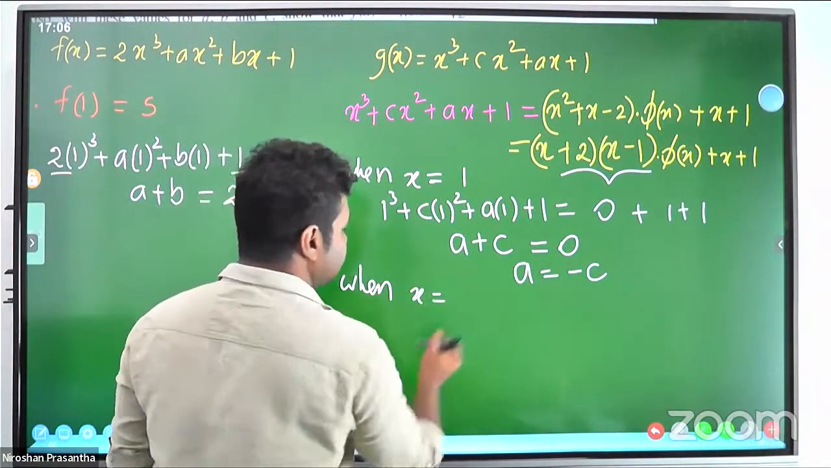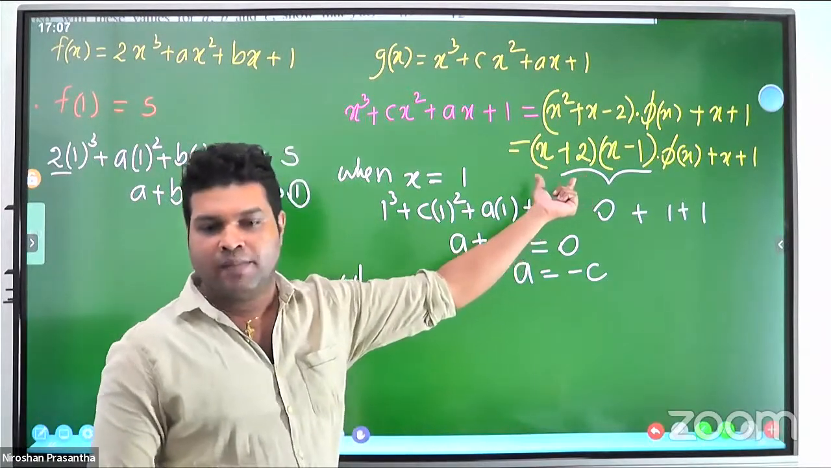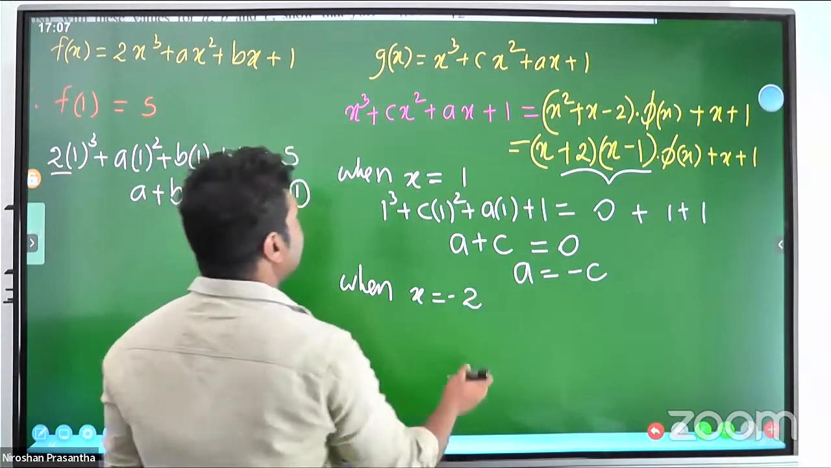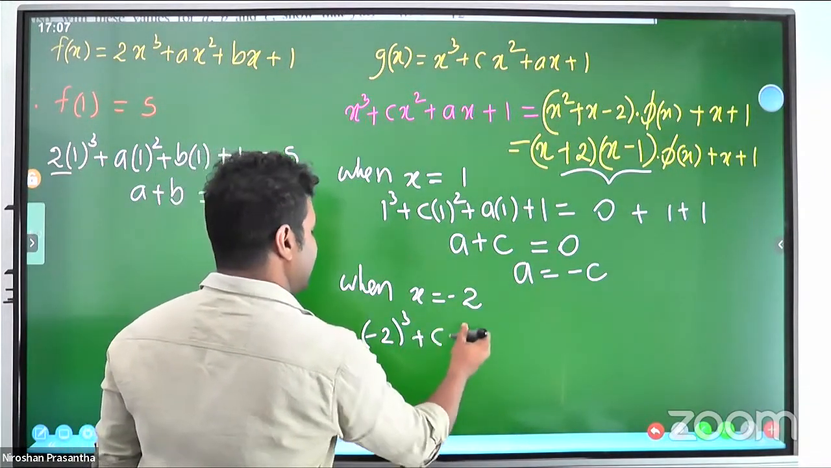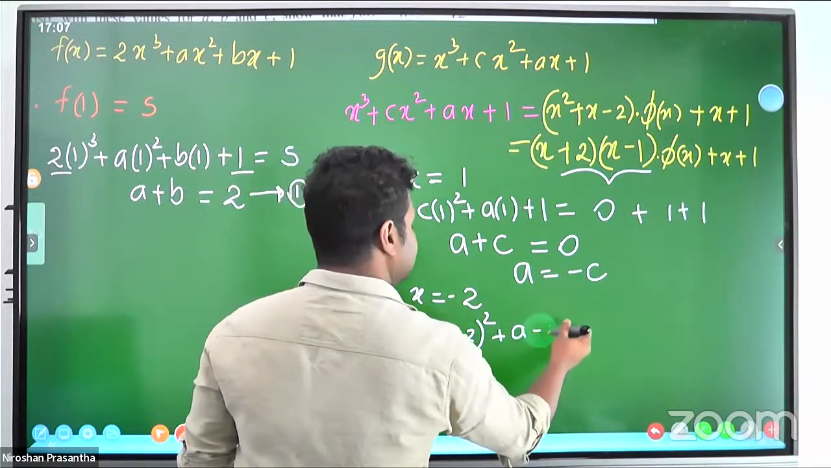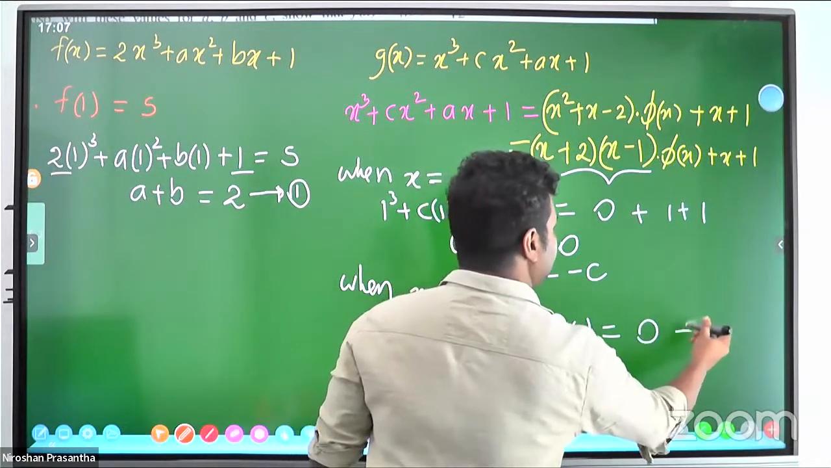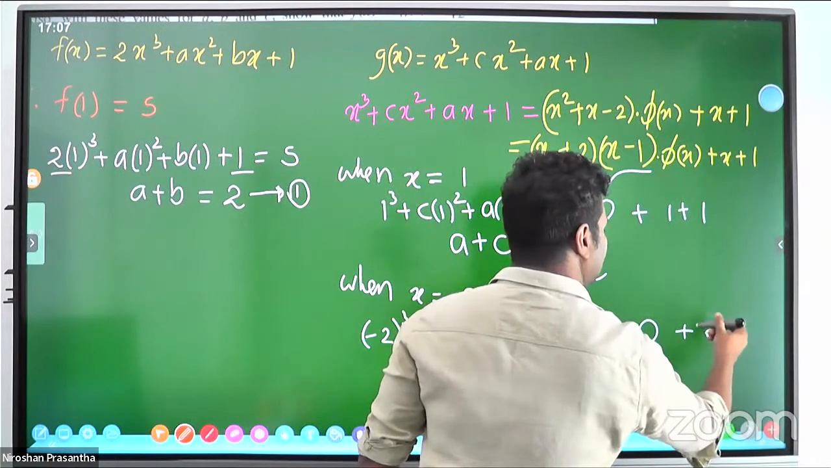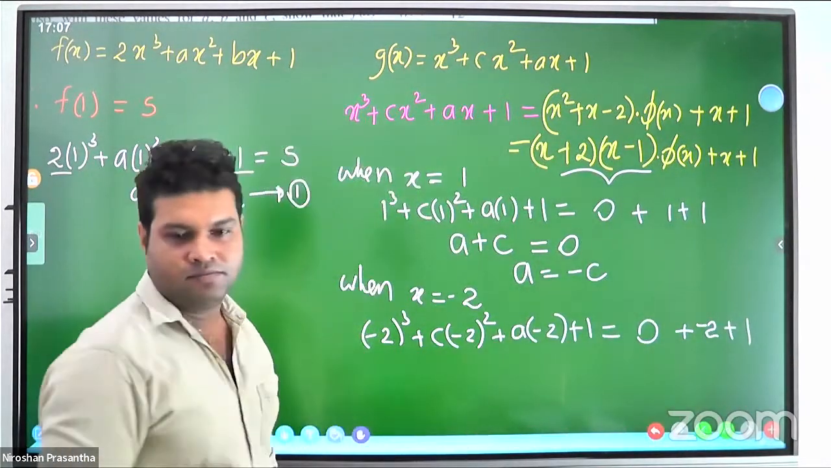Now, what is the zero value of x plus 2? The zero value of x plus 2 is minus 2. Therefore, x equal minus 2, we substitute. Minus 2 to the power 3, plus c times minus 2 squared, plus a times minus 2 plus 1 equal 0. This whole expression becomes 0.